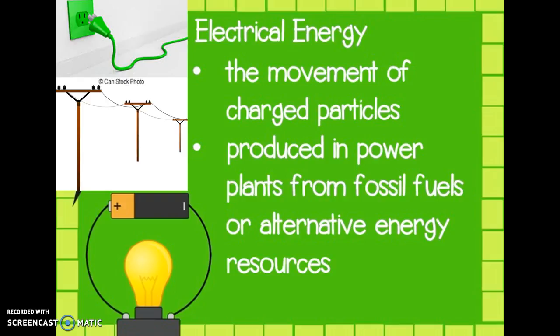Electricity can be produced in power plants where we burn fossil fuels like coal, oil, and natural gas. Or alternative energy resources like solar energy can be used to create electricity. Wind can be used to create electricity. Hydroelectric power, geothermal, and even biomass can be used to create electricity. Current electricity comes through the wires outside from the power plants and goes into the electrical outlets in the wall where we plug things in.